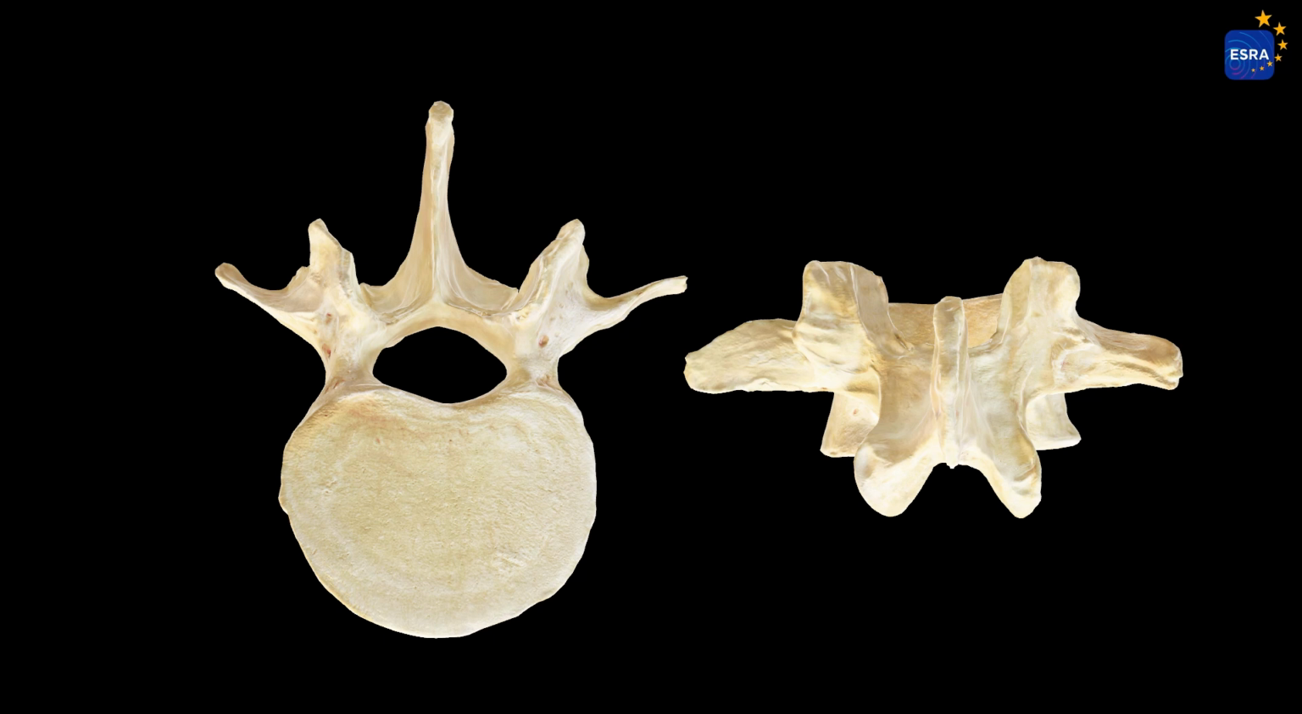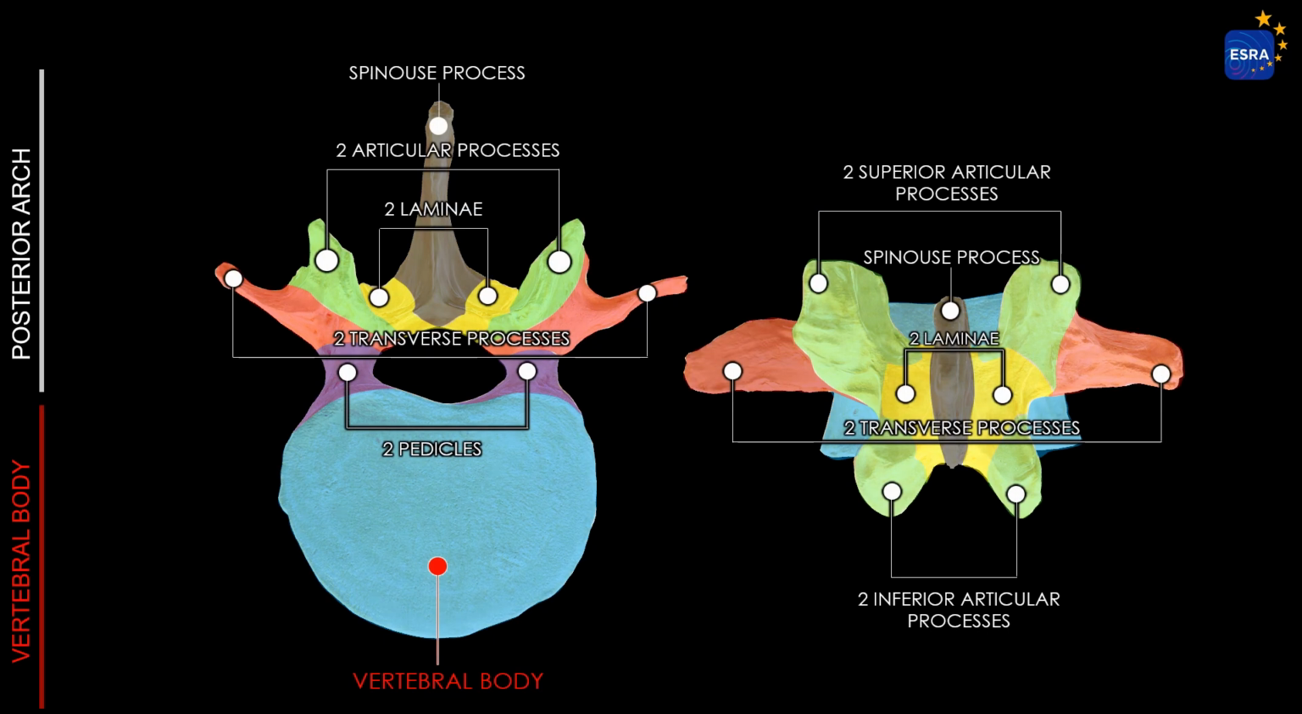Each vertebra is made up of a body and arch. The arch is composed of two pedicles, a spinous process, two laminae, two superior and inferior articular processes, and two transverse processes. The vertebral canal is formed by the spinous process and lamina posteriorly, pedicles laterally, and vertebral bodies anteriorly. Within the vertebral canal lie the thecal sac and its contents.